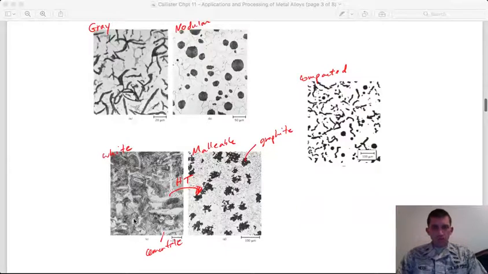For white cast iron, these are, I believe, quenched, and so you get cementite particles here, and these are really hard, almost to the point where they're unmachinable. But if you do a heat treatment where you hold white cast iron at a high enough temperature, you can decompose these cementite particles into these graphite rosettes, and that gives you malleable cast iron.